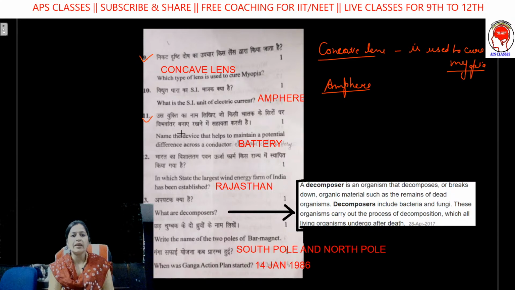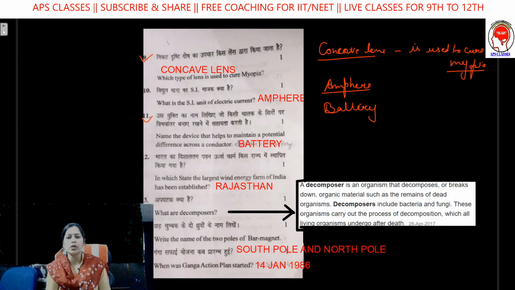Next is your question number 11, and question number 11 is name the device that helps to maintain a potential difference across a conductor. So battery is the device that helps to maintain a potential difference across a conductor.